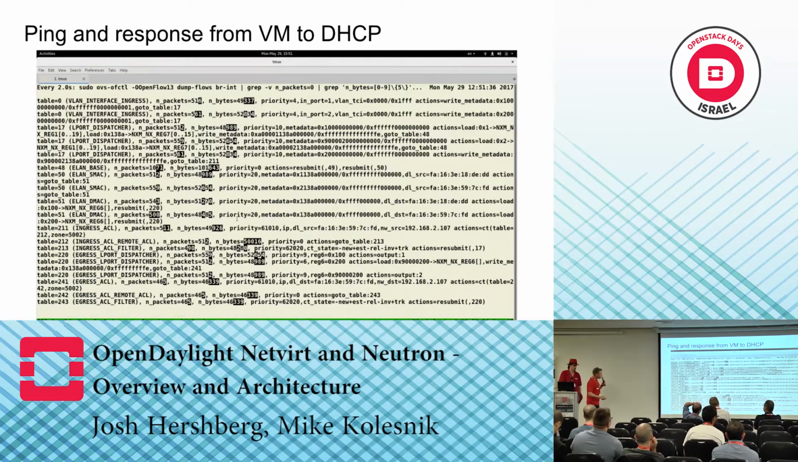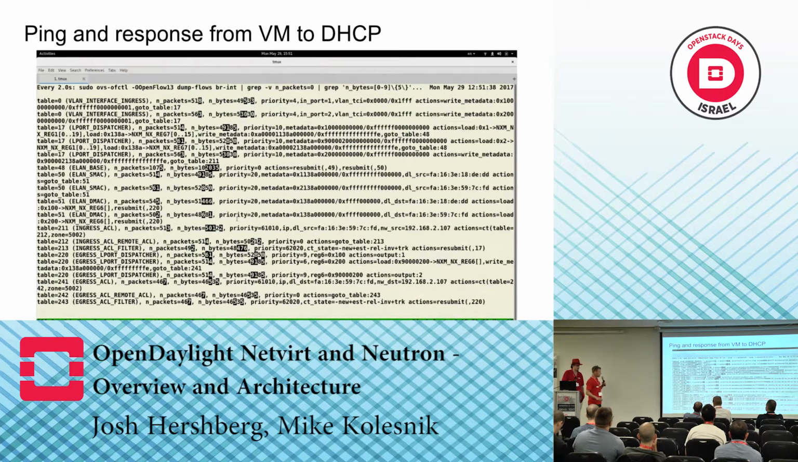And then from there, we'll go to a whole bunch of these guys, SMAC and DMAC. This is basically the switch implementation. It looks at the MAC addresses and decides which port to spit out the packet on. And then it will go out on port 2 and go to table 220, which is the egress flows.